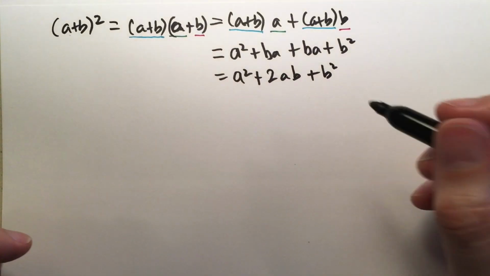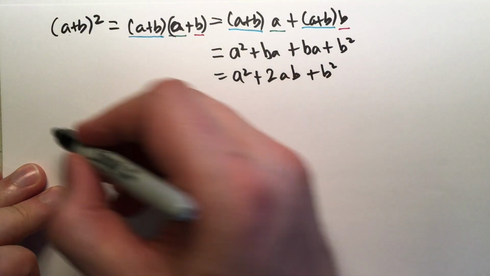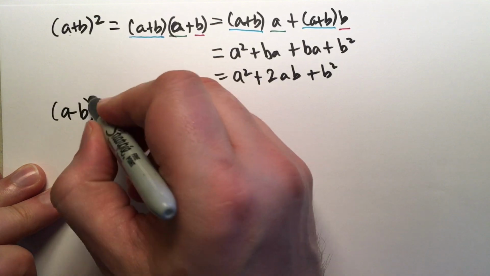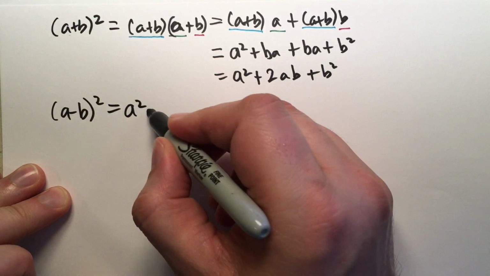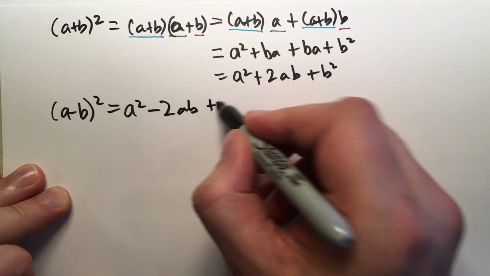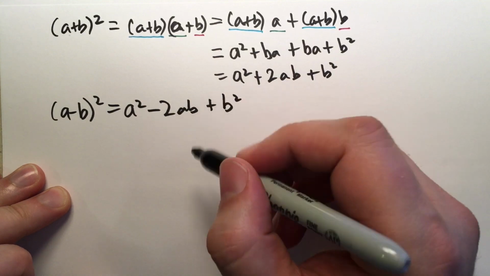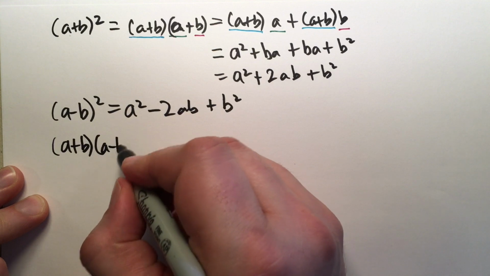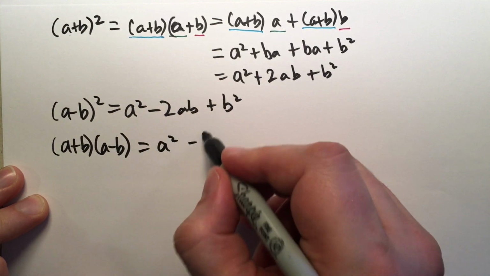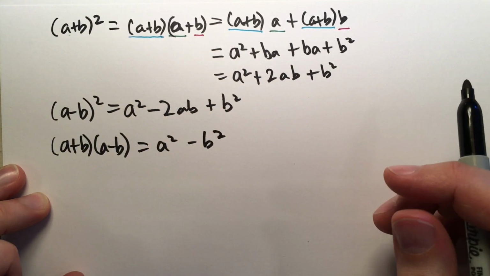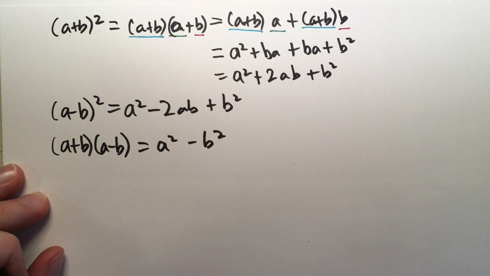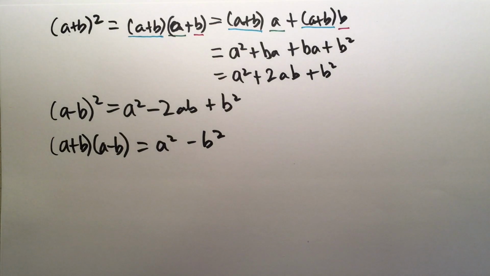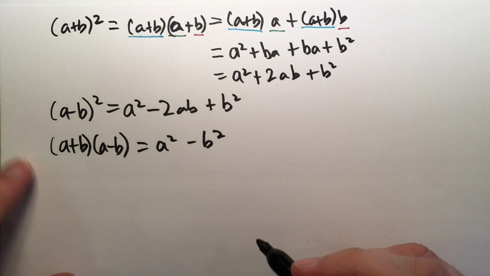All right? And we can use similar reasoning for a minus b squared. That'll get you a squared minus 2ab plus b squared. And we can do the same for a plus b times a minus b, which will give you a squared minus b squared. Okay. If you want to follow along in the book, they explain all three of these, but I think this is a good exercise to try on your own. So let's memorize these.